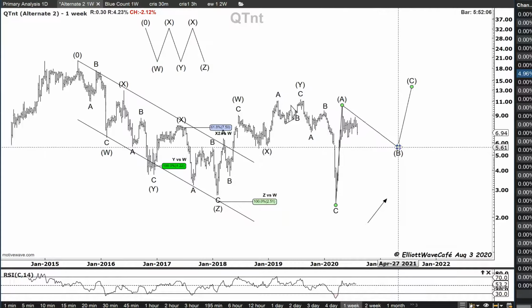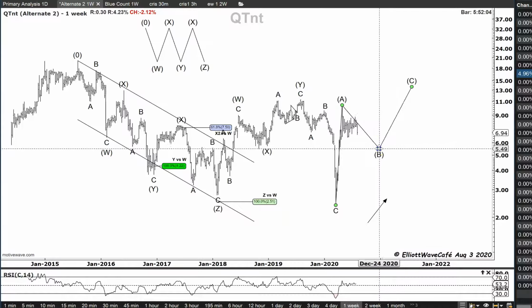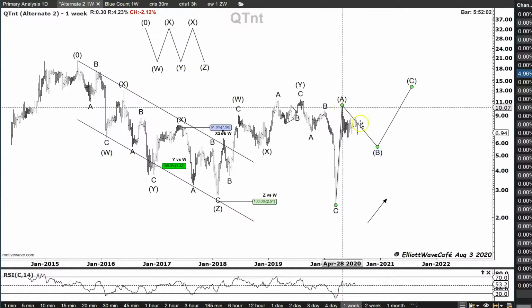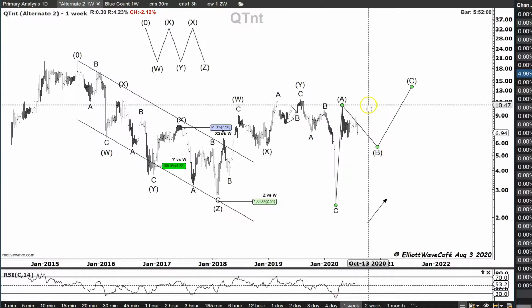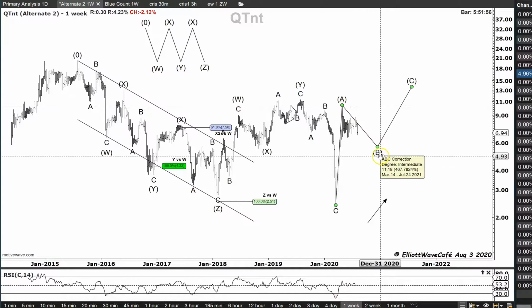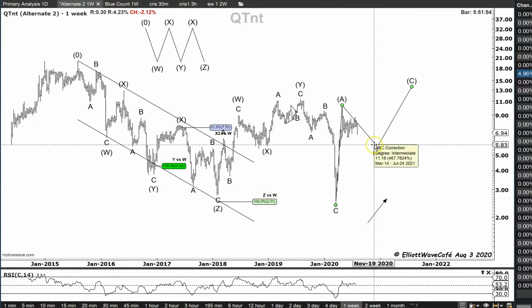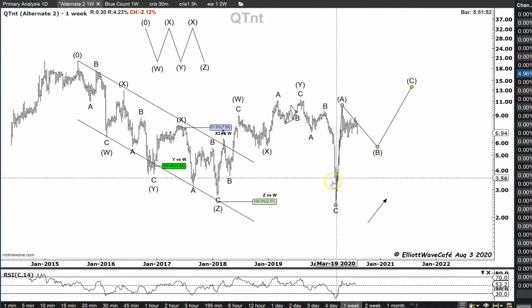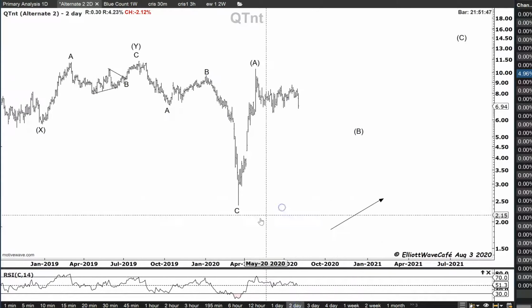This B wave could extend more. It could become a larger triangle. But I know if this is an impulse and this looks like a corrective move, we're going to take the top of this A wave at some point in the future. So it's just a matter of waiting for this B wave to finish correcting before you embark on a C wave advance. So what I'm going to do is go to a 2-day chart and take a look at this advance in here.